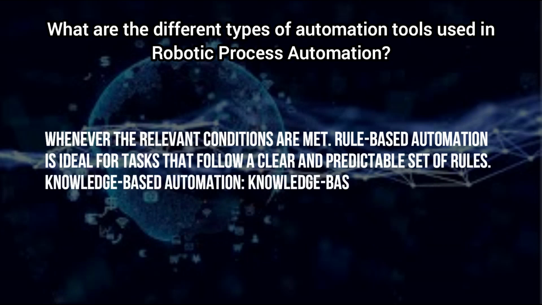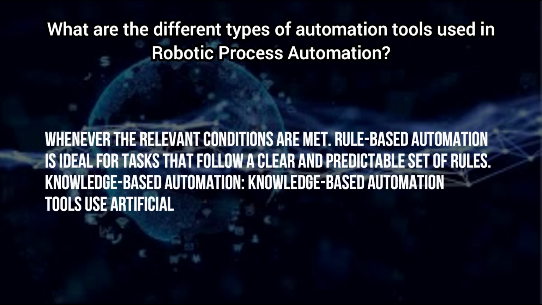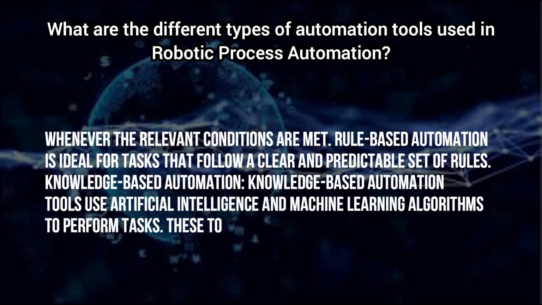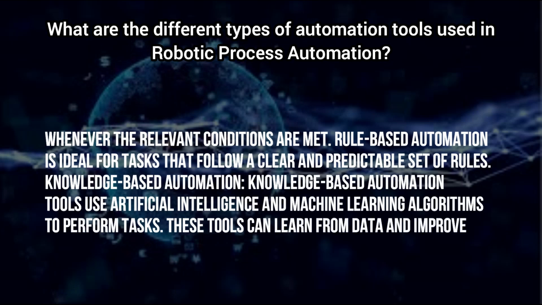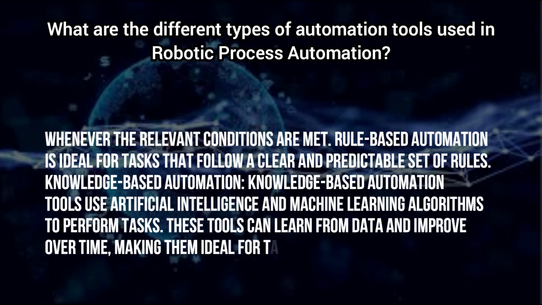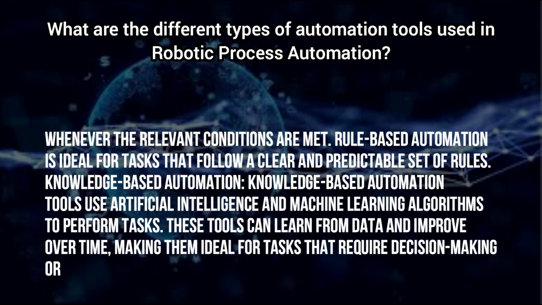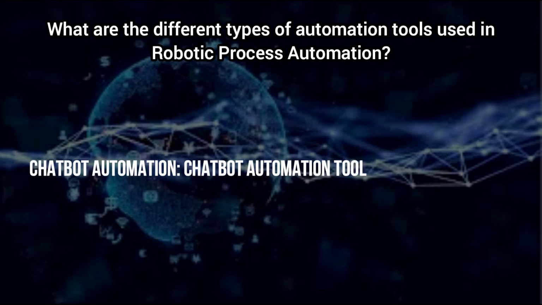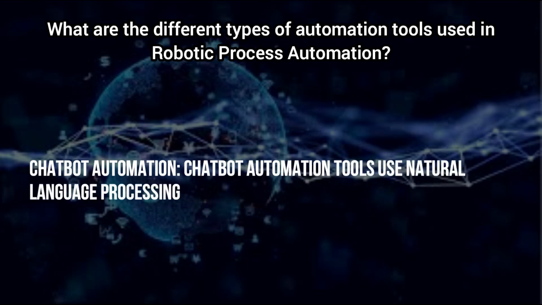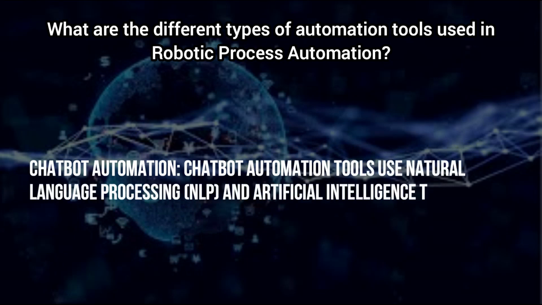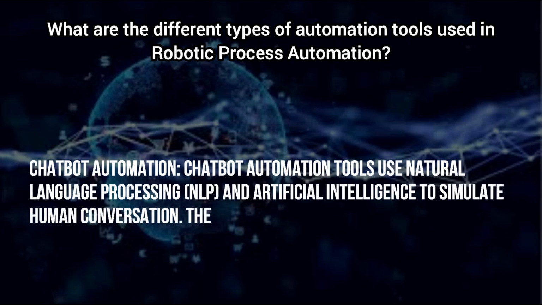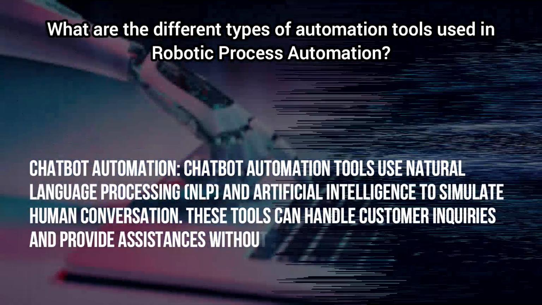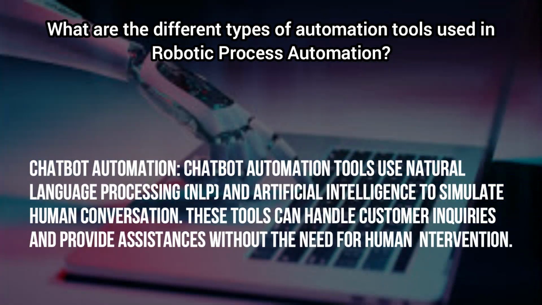Knowledge-based automation. Knowledge-based automation tools use artificial intelligence and machine learning algorithms to perform tasks. These tools can learn from data and improve over time, making them ideal for tasks that require decision-making or reasoning. Chatbot automation. Chatbot automation tools use natural language processing, NLP, and artificial intelligence to simulate human conversation. These tools can handle customer inquiries and provide assistance without the need for human intervention.